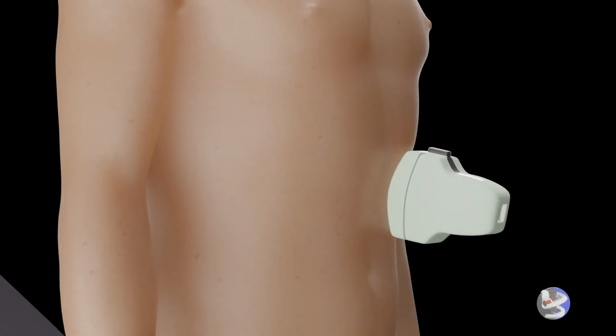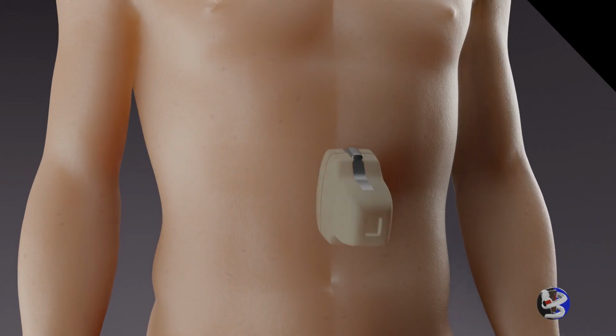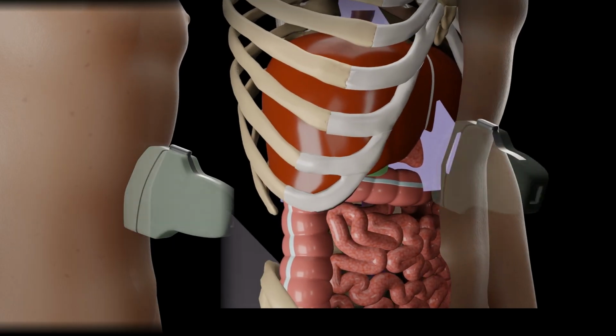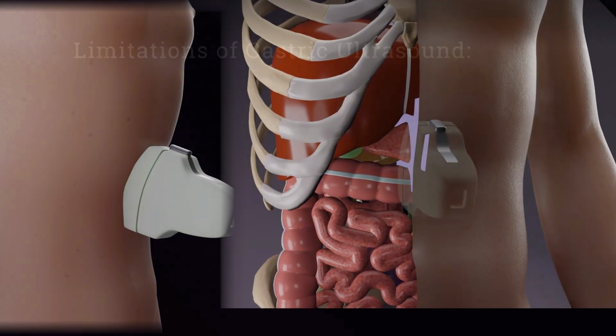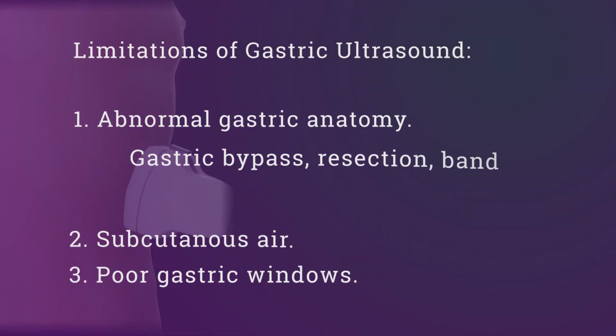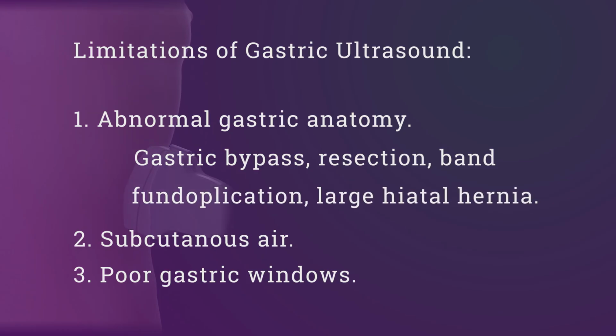Scanning should occur in a parasagittal plane with the probe held perpendicular to the surface of the skin at the level of the epigastrium as seen on this clip. The probe should be looking slightly upwards. It is important to note that this technique may not be accurate for those with an abnormal gastric anatomy, such as gastric resection or bypass, gastric band, fundoplication, or large hiatal hernias.